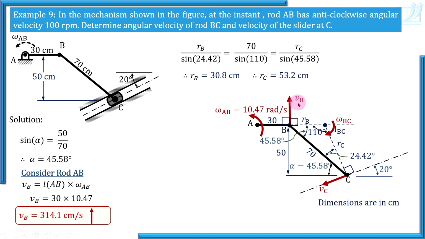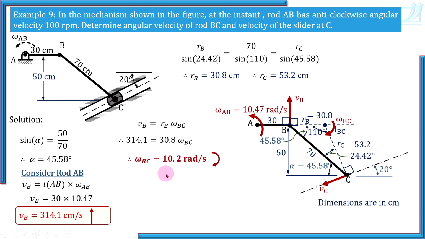Now start calculations with a known linear velocity. When you don't know angular velocity, you should start calculations with known linear velocity. Now listen, once you have found out VB here, you completely forget rod AB. Your focus is on rod BC. So we are not at all confused with this angular velocity or this center of rotation. Okay, so focus is on rod BC. You know velocity of one point on rod BC, that is VB. So VB is equal to RB into omega BC. Now substitute the values. We know RB 30.8. We have found out that.